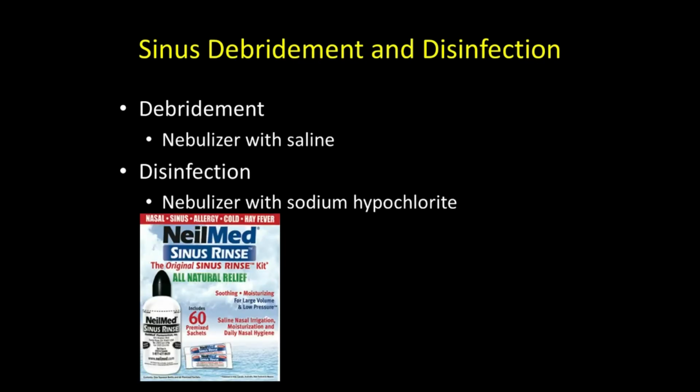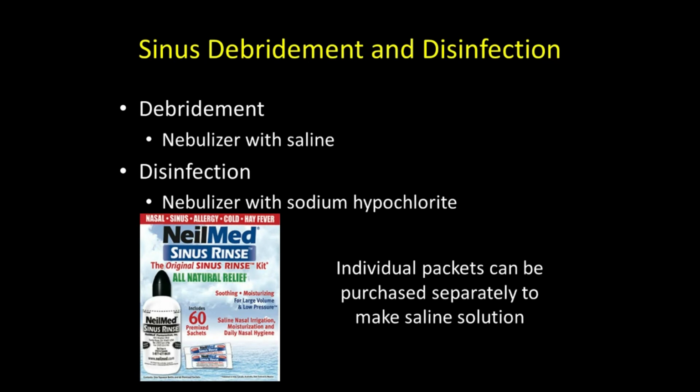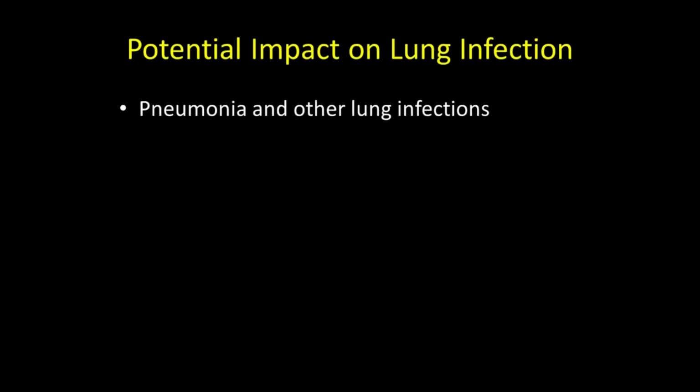So this is the nebulizer that I like. You can go ahead and order that online. I think it's only $6 or $7. And individual packets of not sodium hypochlorite, but individual packets of saline can be ordered separately to mix up the proper solution.